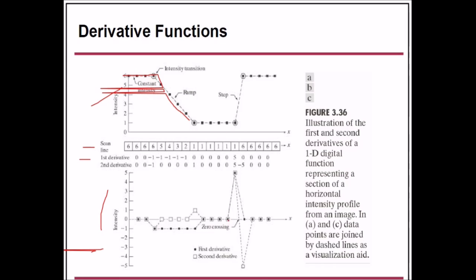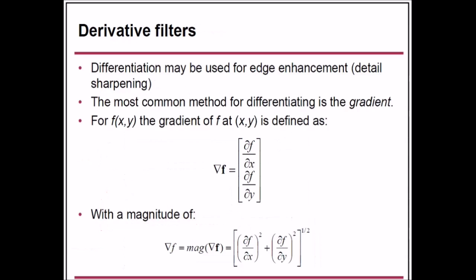You can see the first derivative is this, and the second derivative is this. The white boxes represent the second derivative, and the black boxes represent the first derivative. These derivative filters, that is differentiation, may be used for edge enhancement, which means detail sharpening. The most common method of differentiating is the gradient.